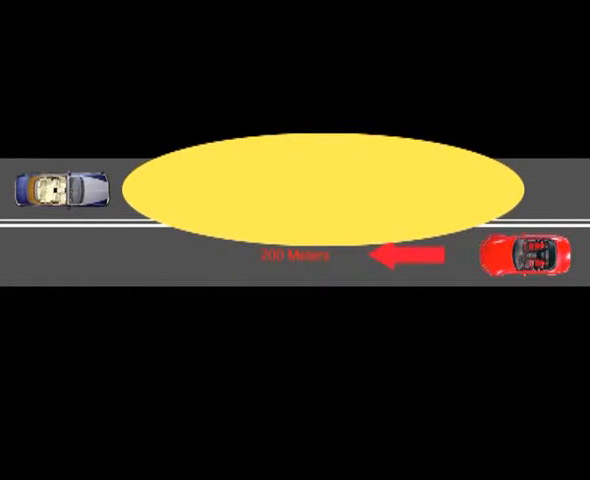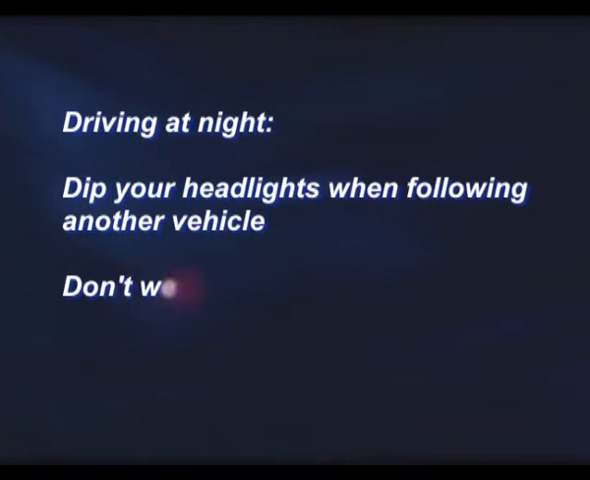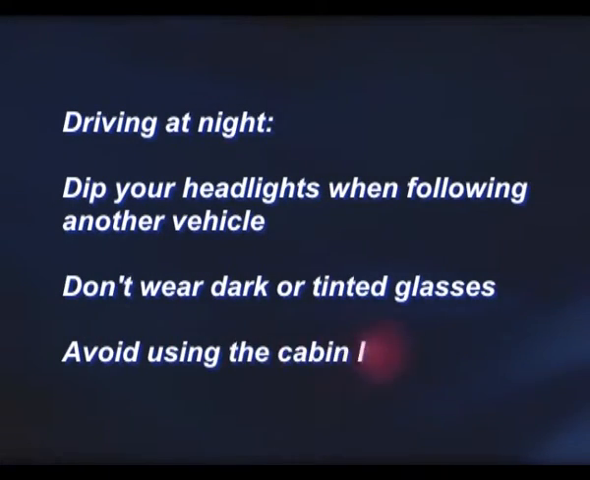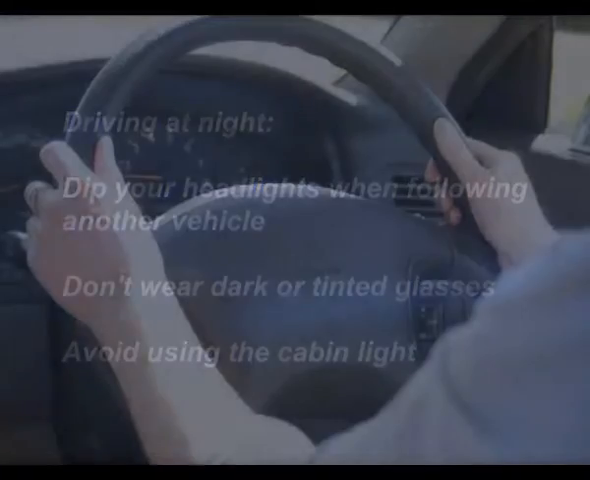If an oncoming vehicle is within 200 metres, dip your headlights. Make sure that the windscreen and headlights of your vehicle are clean, and when following another vehicle, dip your headlights. Don't wear dark or tinted glasses, and avoid turning on the cabin lights.